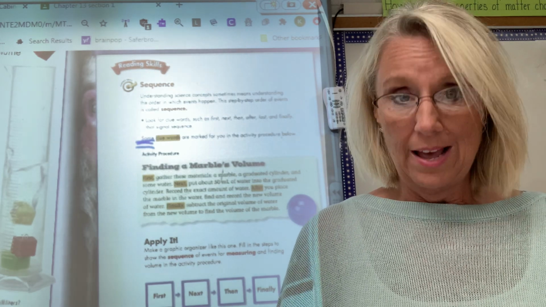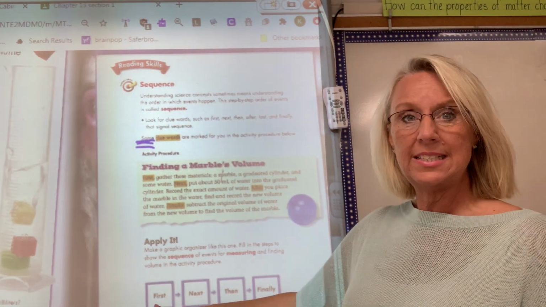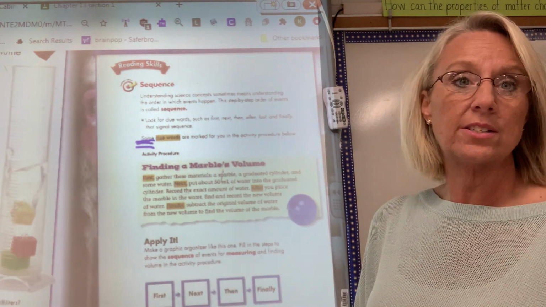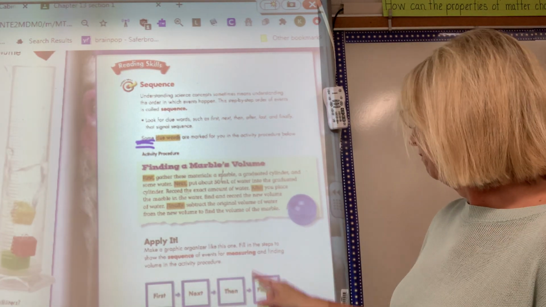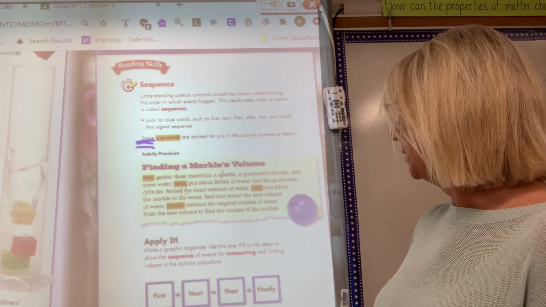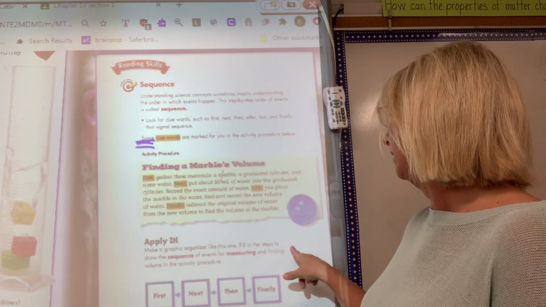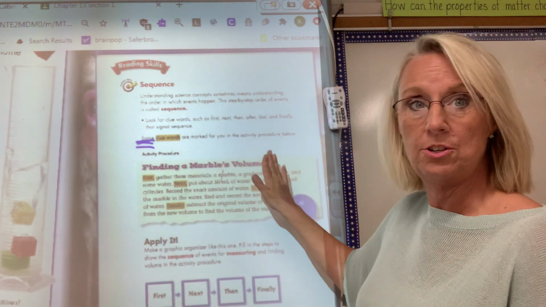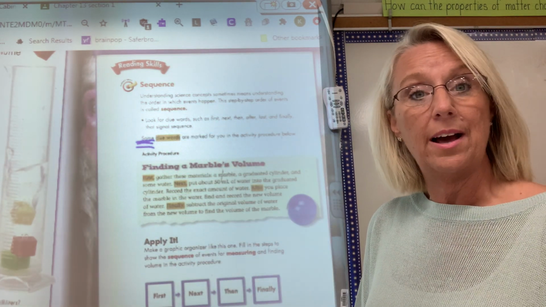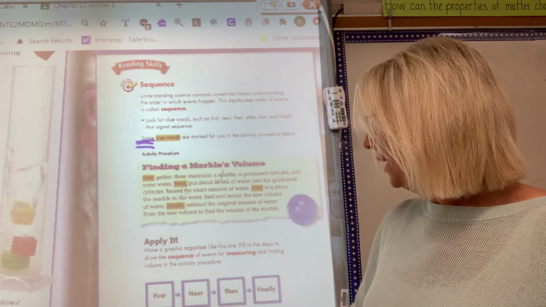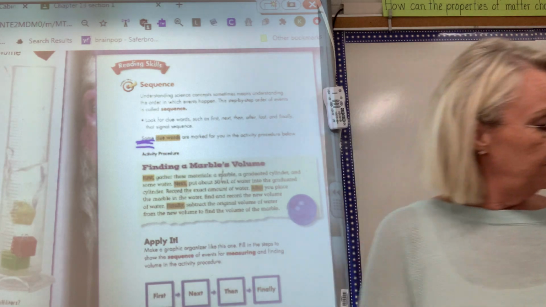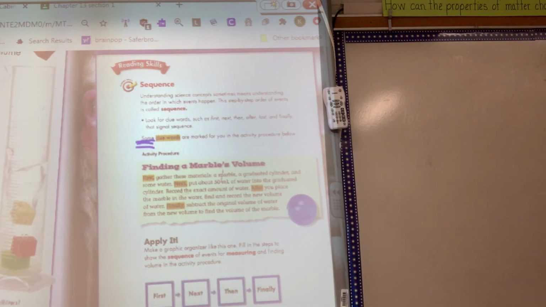Now, at the bottom of this page, you're going to see a chart. It says make a graphic organizer like this one. Fill in the steps to show the sequence of events for measuring and finding volume in this activity procedure, okay? Now, they made their boxes almost what I call the train. Now, here's what I say. Let me get that out of my way.